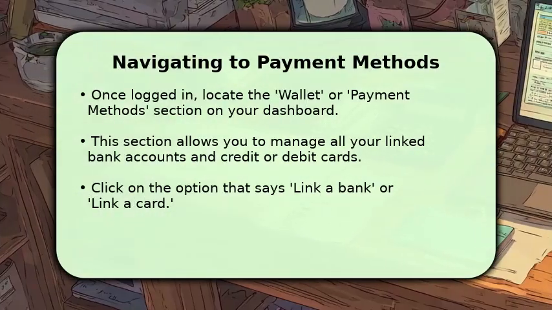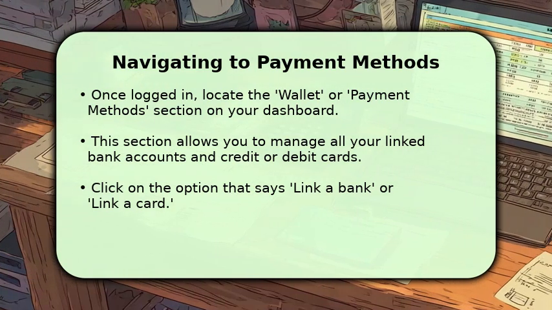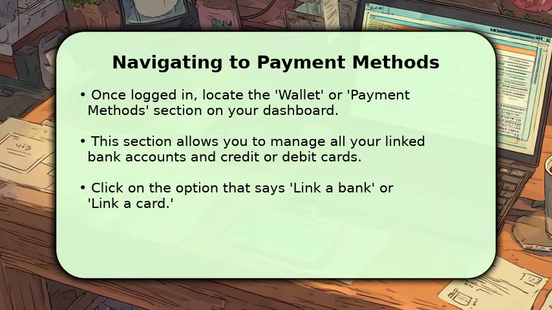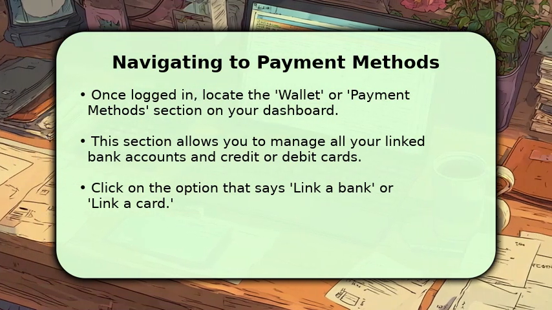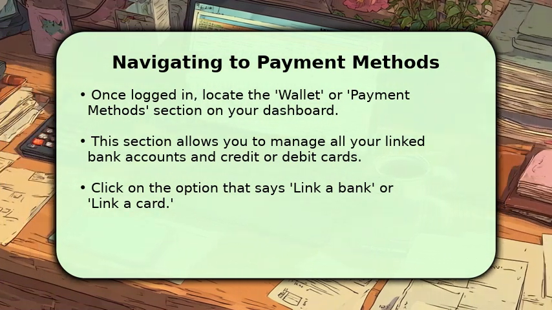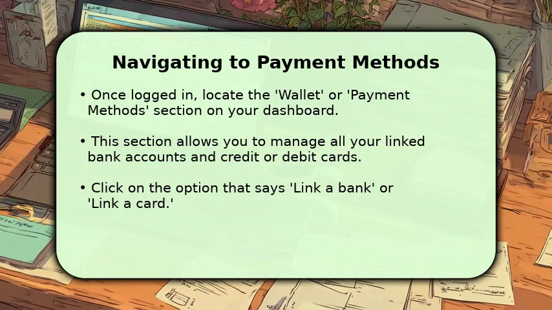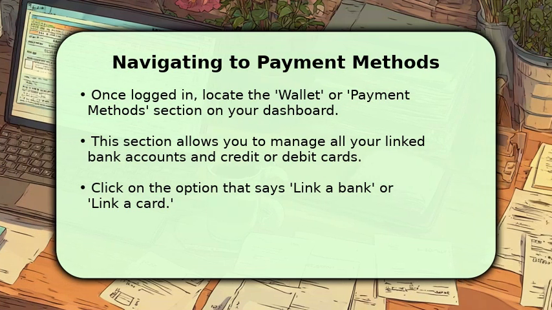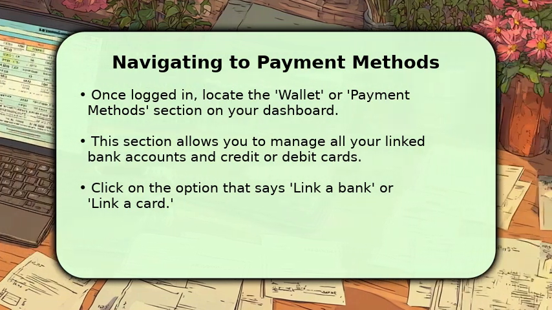After successfully logging in, direct your attention to the top or side menu where you will find Wallet or Payment Methods. This area is your central hub for managing all financial connections to your PayPal account. Click on either Link a Bank Account or Link a Card to proceed with adding your preferred payment method. This step opens the gateway to securely integrating your funds.